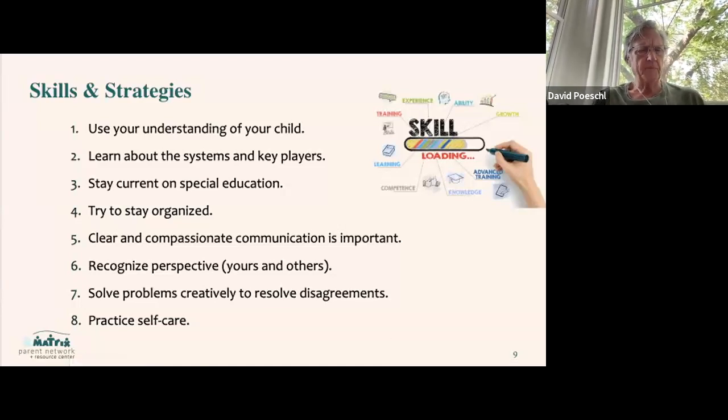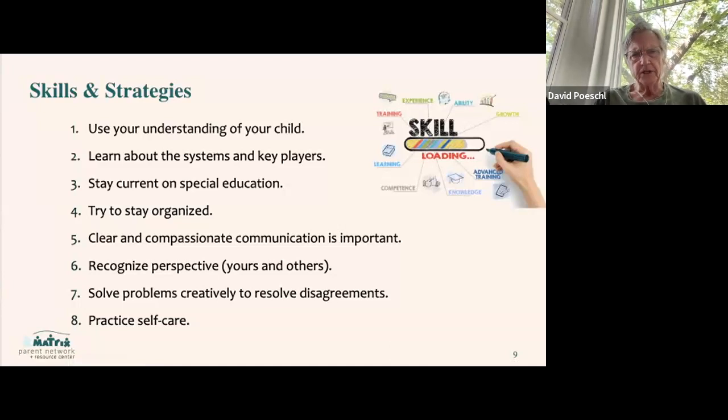Okay, and then where did I leave off here? Recognize perspective, solve problems creatively to resolve disagreements. Again, just that whole collaborative idea. The other thing I find a lot of times these days, and you might run into it, is that special education is supposed to be a creative science. We're not supposed to be tied to a district regulation or some kind of program that a child's in. It's supposed to use all of the resources that are available to us. And what I find a lot of times, particularly with high school students, is that lack of flexibility on the part of schools to mix and match things to put together a good program for a child.